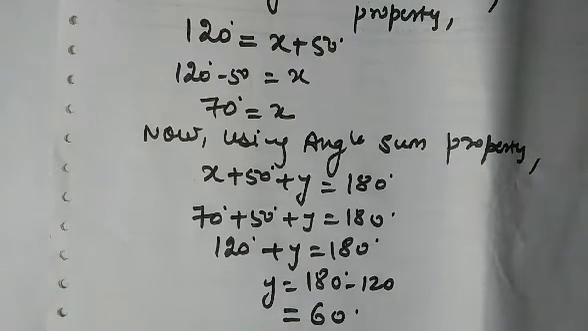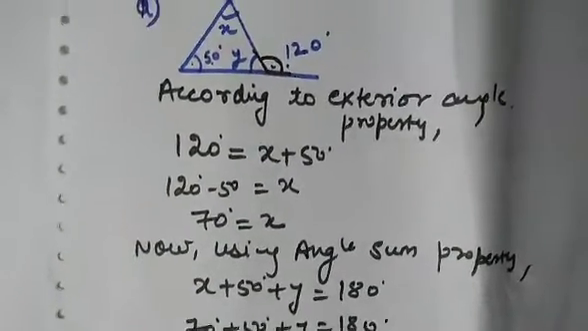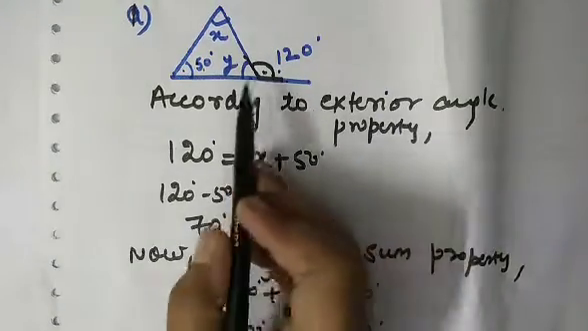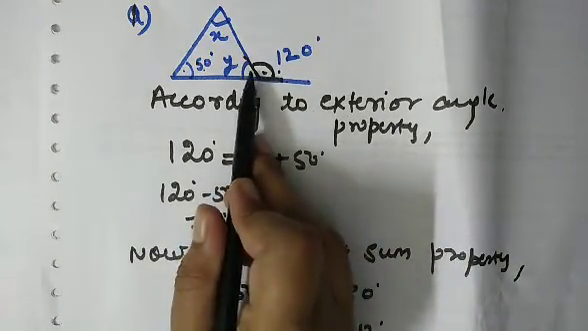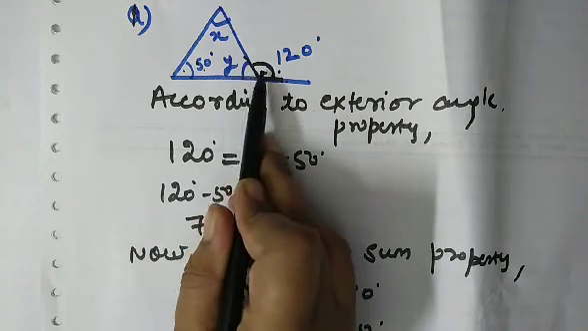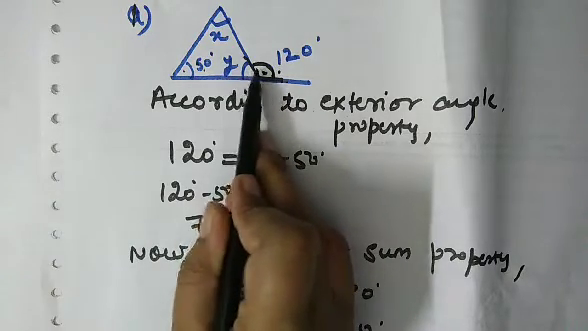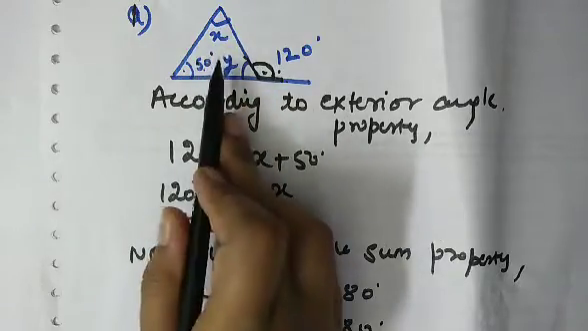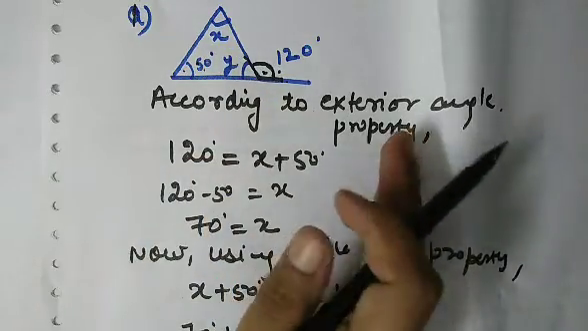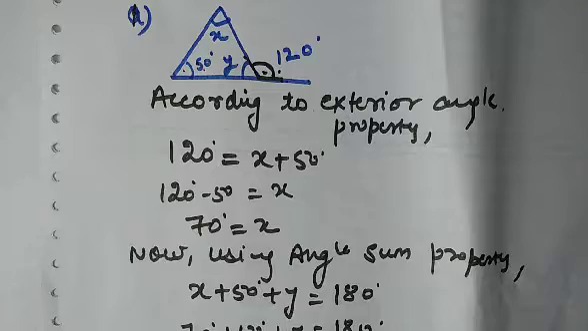So I have applied the exterior angle property, and also the angle sum property. Now one more way you can do this question: if you add y and 120, they will be 180 because of linear pair, so by that you can find the value of y, that will be 60 degrees. Now apply the angle sum property, you will get x. Now come to the next one.